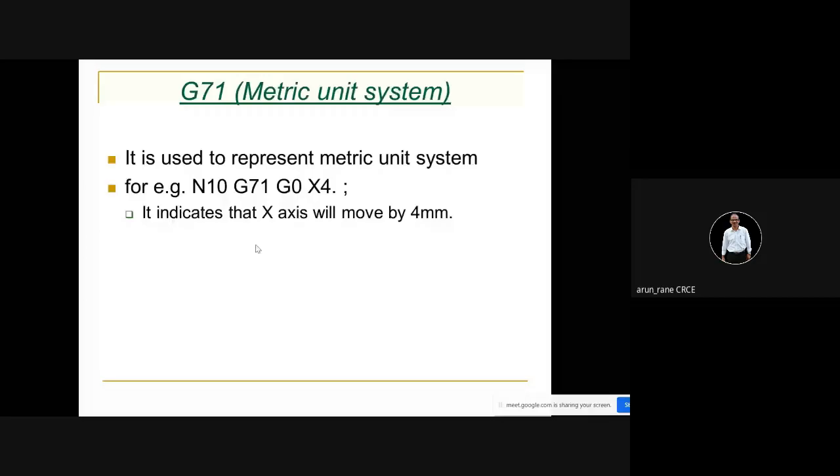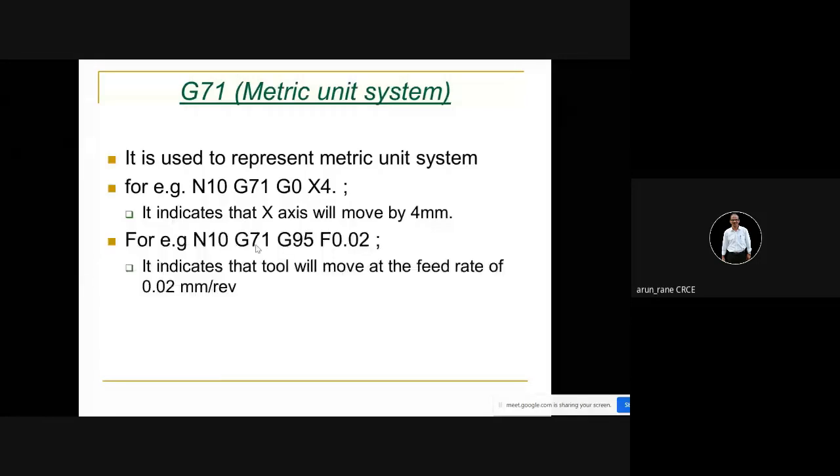Alright. So G71 means all the subsequent dimensions will be taken in millimeter. So again, now suppose it is G95 and F0.02, this will be millimeter per revolution. So if the spindle is moving at 100 rpm, then it will be 0.02 into 100, so 2 millimeter per minute.